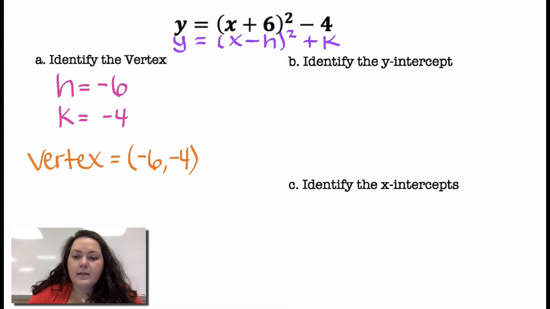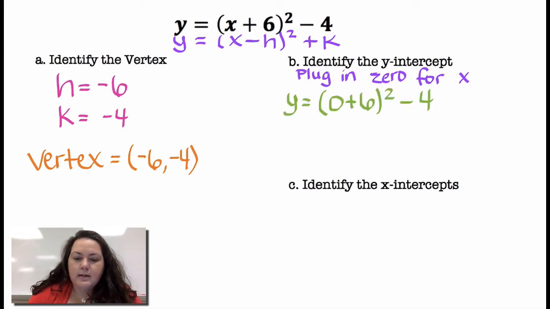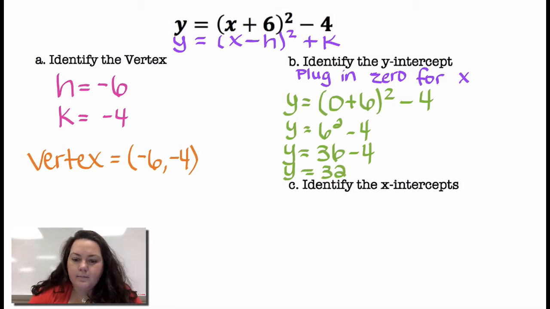All right, identify the y-intercept and the x-intercept. If I want to get the y-intercept, I'm going to plug in 0 for x and solve for y. 0 plus 6 is 6, so I'm going to have 6 squared minus 4. 6 squared is 36, minus 4 gives me 32. So my y-intercept is 32, and I could write an ordered pair (0, 32) if I wanted.